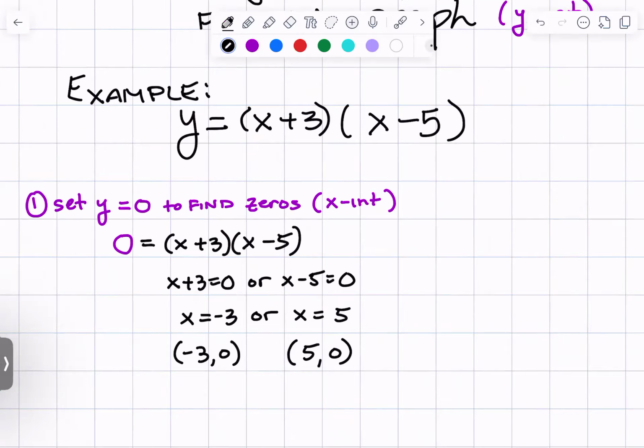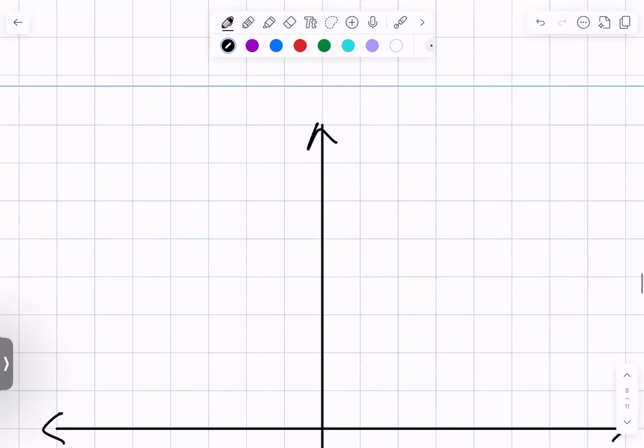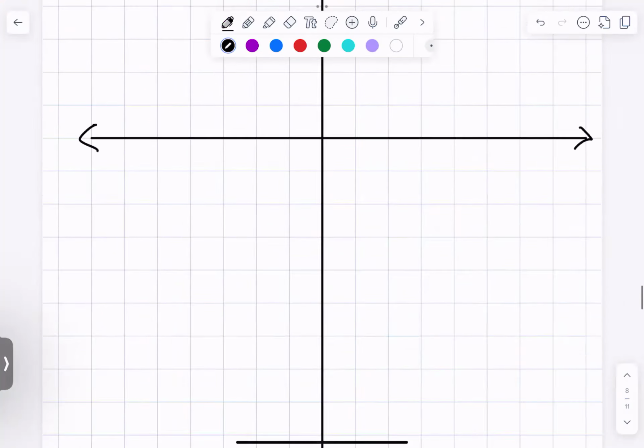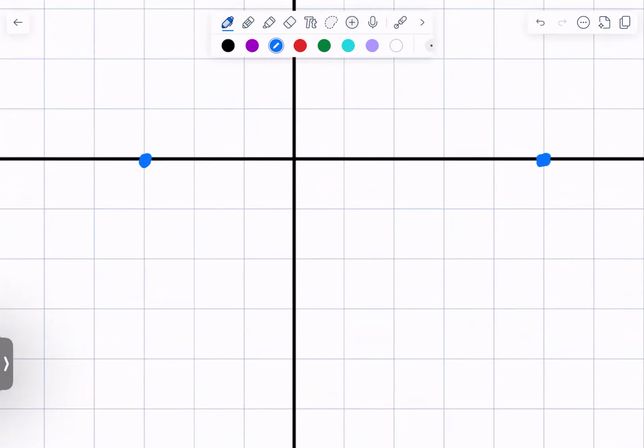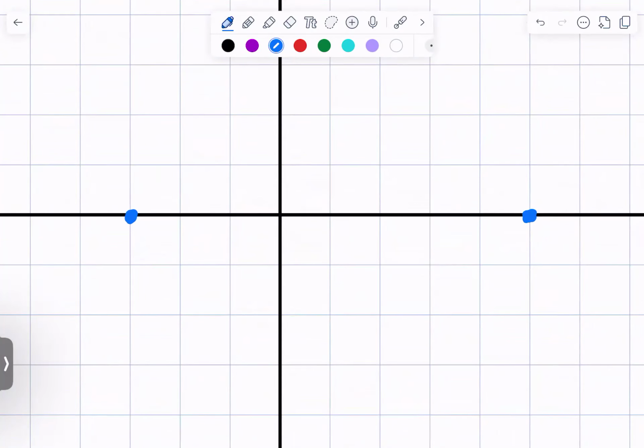So now I'm going to go ahead and plot those points at negative 3 and 5. Negative 3 is right here. 5 is right here. Where is the midpoint between these two numbers, negative 3 and 5? 1. At 1 lies my axis of symmetry. All right?